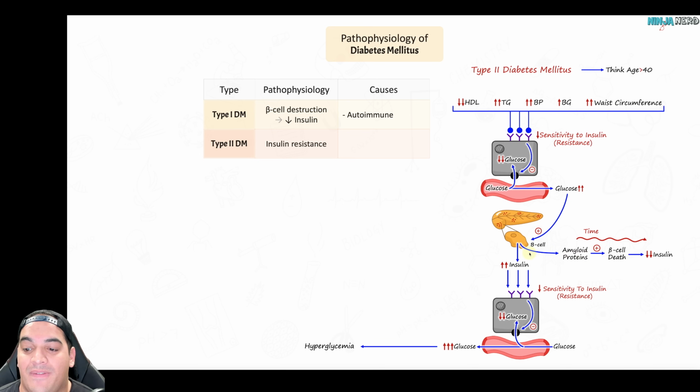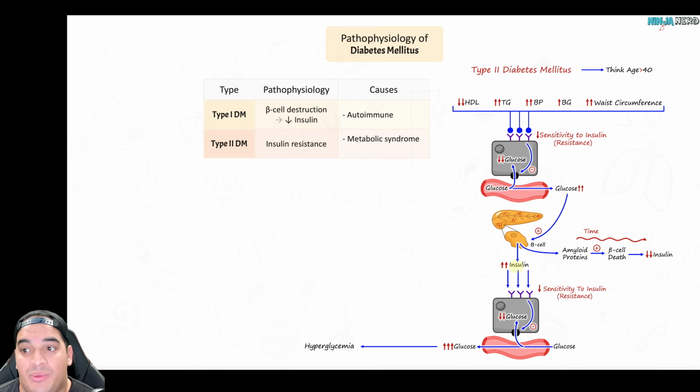That's the difference over time. Initially, a patient who has type 2 diabetes will have insulin resistance, hyperglycemia, and high insulin levels. But over time, with more amyloid deposition, their insulin levels will drop and they'll start taking on the characteristics of a type 1 diabetic.